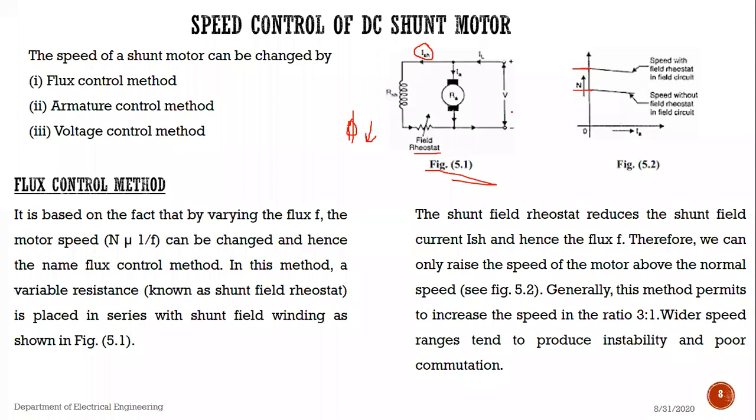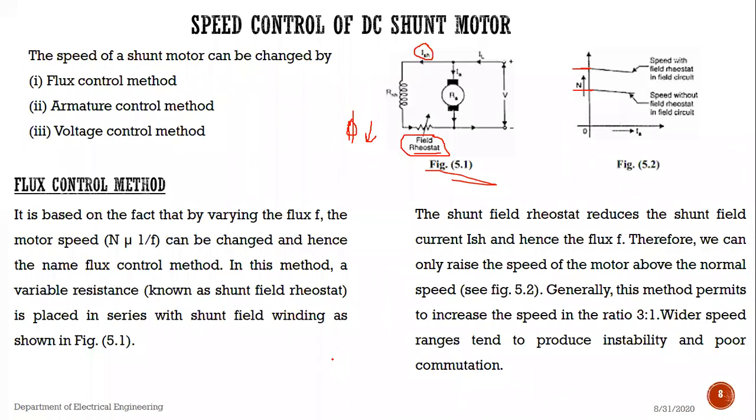So at that time what we will do, we will just reduce the resistance, and due to that our current will increase and fluxes will also increase, and then our speed will increase. So that means what? That method permits or allows us to increase the speed in the ratio of 3:1. Okay, so a ratio of 3:1, which is a wider speed range, which tends to produce instability and poor commutation.